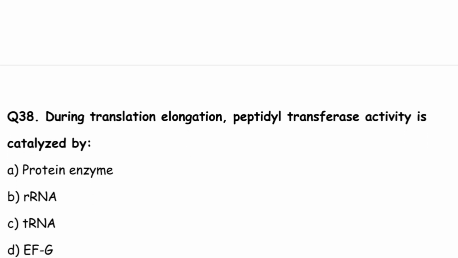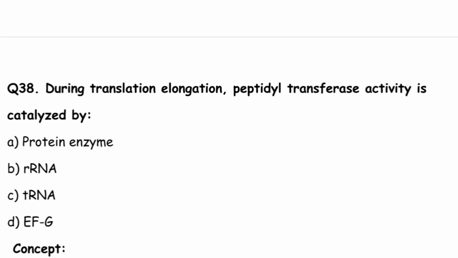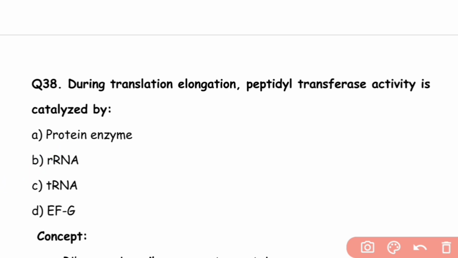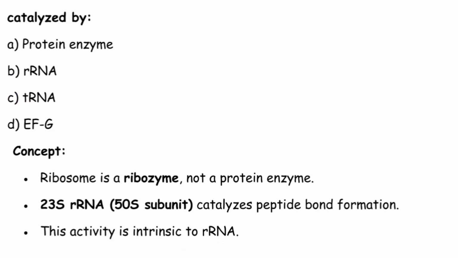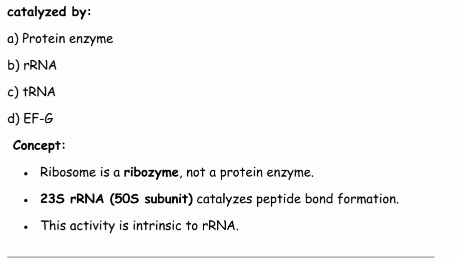Next question: during translation elongation, peptidyl transferase activity is catalyzed by A. protein enzyme, B. rRNA, C. tRNA, and D. EF-G. The correct answer is B, rRNA. Why is rRNA the correct answer? The ribosome is a ribozyme and not a protein enzyme. The 23S rRNA, that is in the larger subunit, catalyzes peptide bond formation. This activity is intrinsic to rRNA and not tRNA. That is why rRNA is the correct answer.